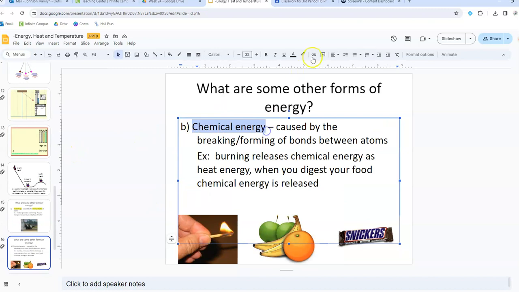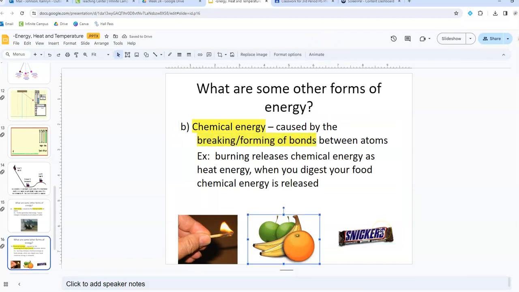The next one is chemical energy. Chemical energy is caused by the breaking and forming of bonds. So one that really gets people is food. They don't understand that food is chemical energy. The reason food is chemical energy is because when you eat it and it starts going through your digestive system, it actually breaks those chemical bonds in that food, and those chemical bonds release energy, and that is where you get your energy to get through the school day.